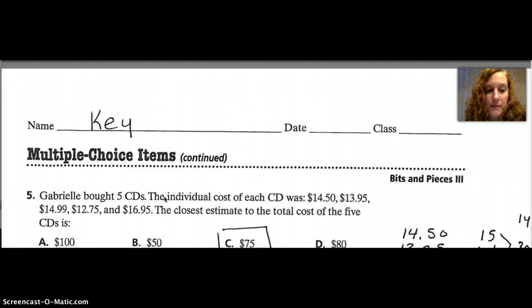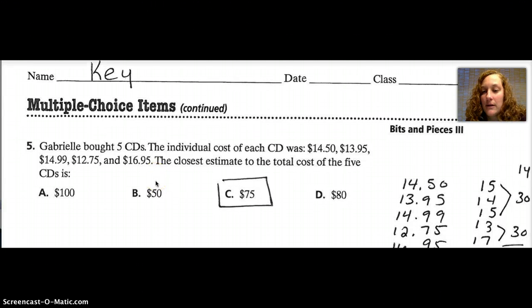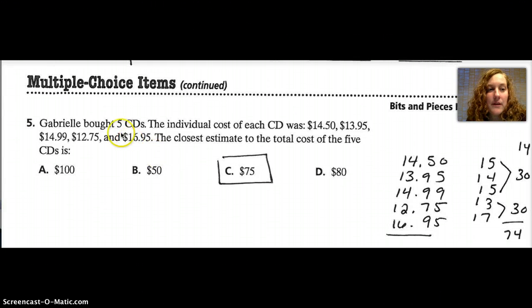Moving on. Number 5. Let's get my work over here. So Gabrielle bought 5 CDs. The individual cost of each CD was $14.50, $13.95, $14.99, $12.75, $16.95. What's the closest estimate?